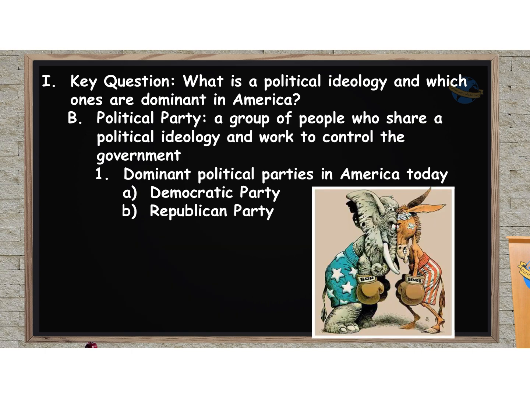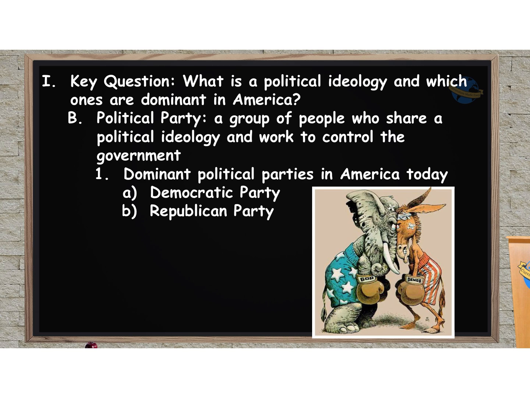Now, political ideologies should not be confused with political parties. Political parties are groups of people who share a political ideology and work to control the government based on their ideological beliefs. Today in America, there are two dominant political parties: the Democratic Party and the Republican Party. There are minor third parties, but they generally don't win any major elections, and so we're not going to be spending a lot of time talking about them in this class.